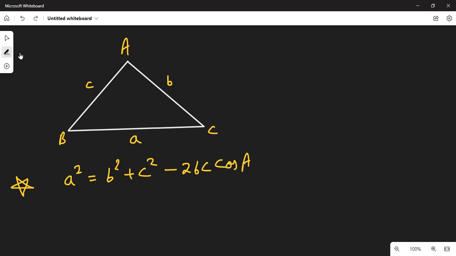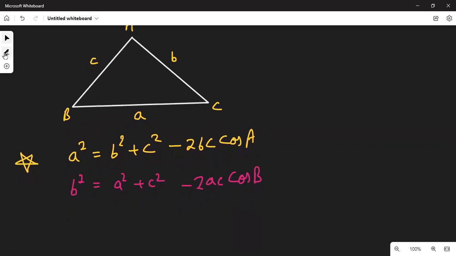The same formula, if you want to write it for the other side, let's say you want to find b. You can say b square, and cos B should come here. Apart from b, the two other sides left are a and c. So you will say minus 2ac cos B, and of course, since this is a and c, you should use a square plus c square. So it's easy to remember, the cosine formula.